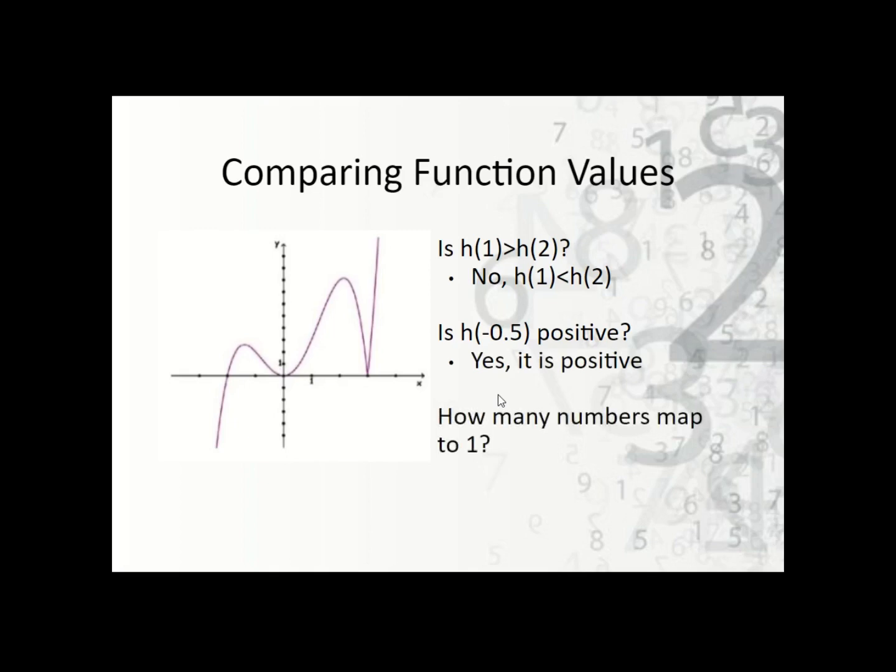Now, how many numbers map to 1? Remember when we say map to 1, that means that y is 1, so there's 1, 2 values there. There's 3, 4, 5 values that map to 1. So there are 5 numbers that map to 1. These are the types of questions that you could see on your assignment today.